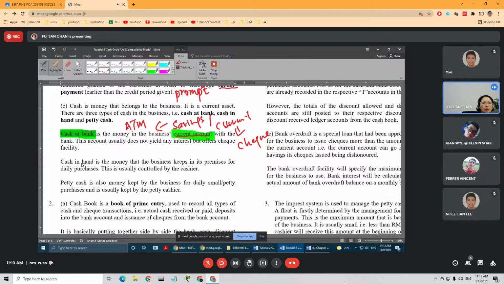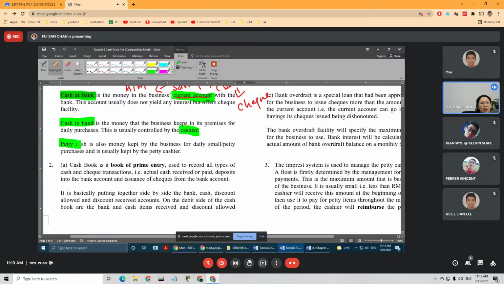The next one is cash in hand. Cash in hand is the money that the business keeps in the premises for daily purchase, meaning the cash that you put inside your drawer. You ask the cashier to keep it.